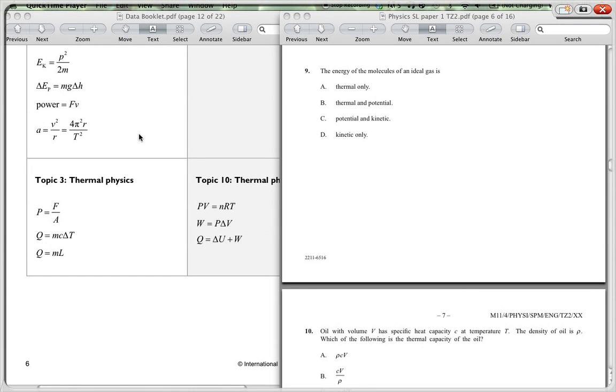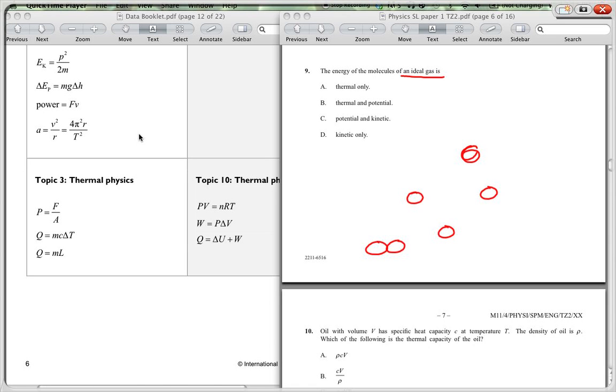Question 9 reads, the energy of the molecules of an ideal gas is... Now for an ideal gas we assume that there are no internal attraction forces between the molecules. So if you have your molecules, they are completely separate. It's only when they collide together that they instantaneously exert a force and you have elastic collisions.